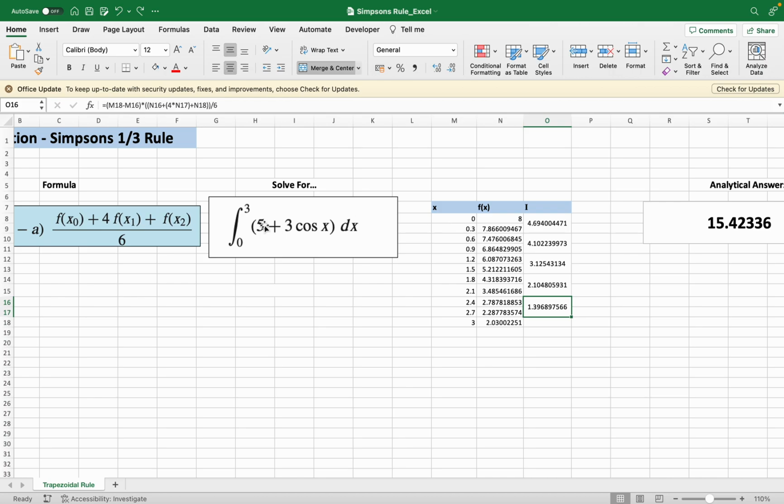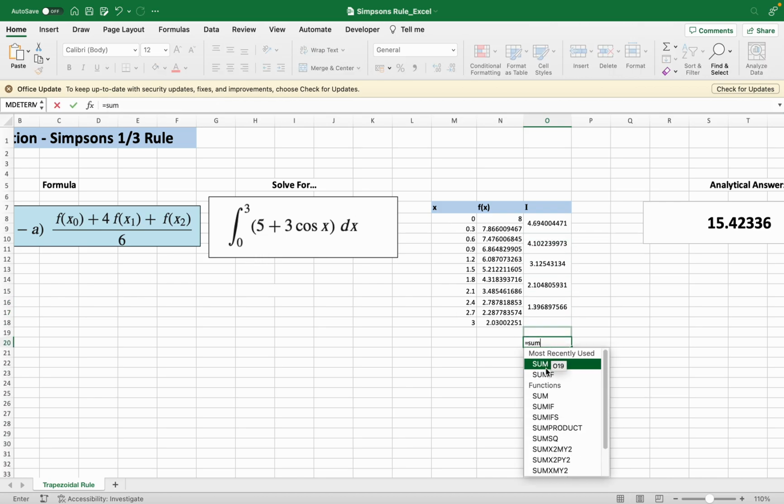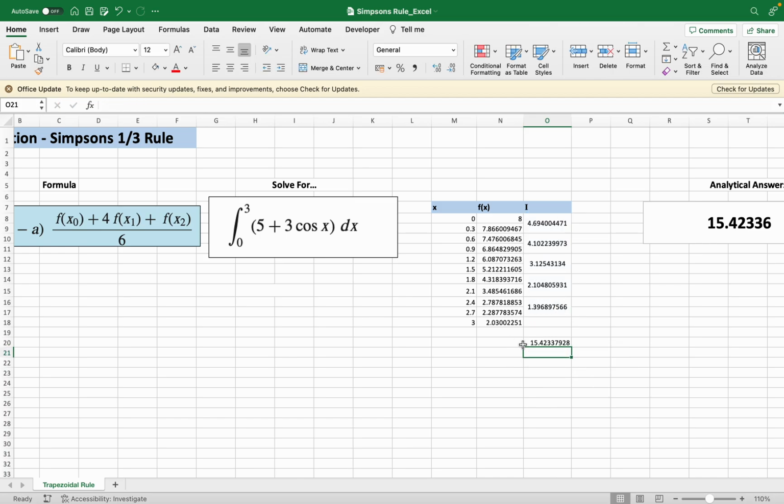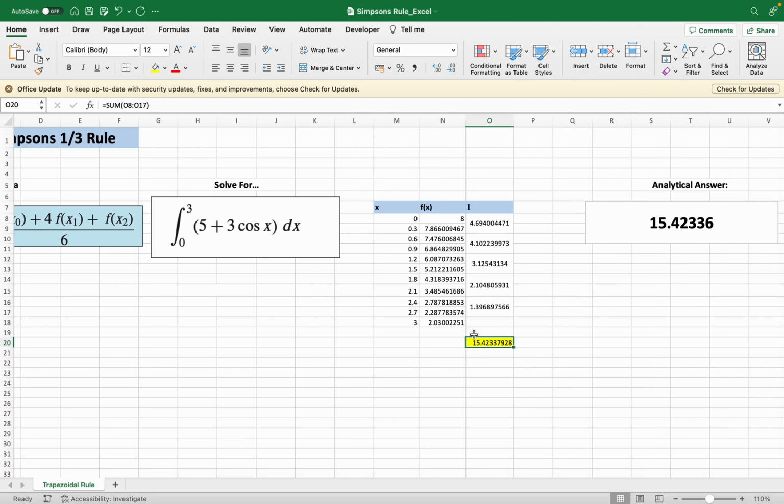So we've actually integrated from 0 to 3. We sum up the integrals of the smaller intervals here, and we get the final value, which is the sum of the big integral from 0 to 3, from here to here. And if you look at the value here, it's very close, right? 15.423. Here it's 15.423, basically the same thing, whereas before we had 15.43 for this value here.